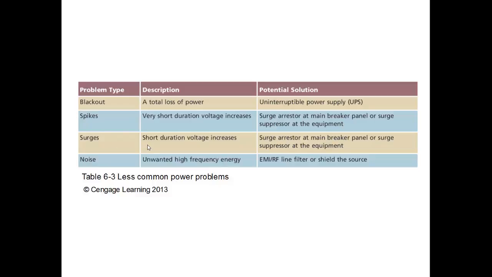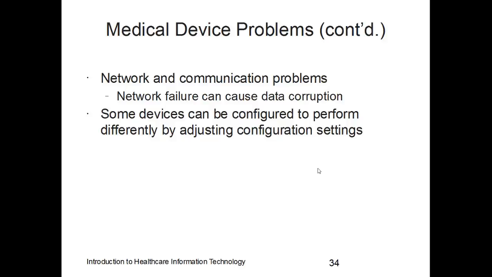Surges are a short duration of a voltage increase. The potential solutions are the same as for spikes, having a surge arrestor at the main breaker panel or a surge suppressor used. And the last one here, electrical noise. This is unwanted high frequency energy, and the potential solution for that would be to shield the source or have a line filter. Some other problems that could come up with medical devices: having network or communication problems. A failure in the network can cause data corruption. And some devices can be configured to perform differently by adjusting their configuration settings.